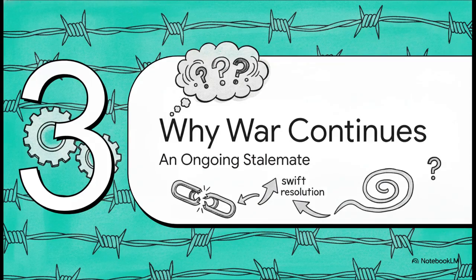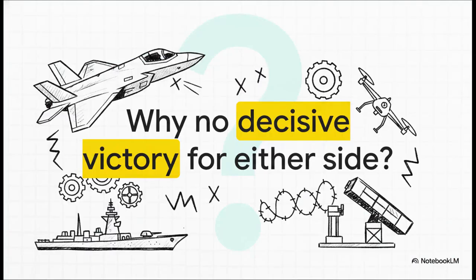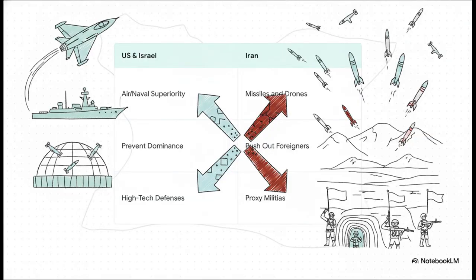Which brings us to Section 3, Why the War Continues, an ongoing stalemate. So observers all over the world are constantly asking the same thing. When you have some of the most powerful and well-equipped militaries on the entire planet locked in combat, why hasn't either side been able to achieve a decisive military victory? Why does this stalemate persist? And this brilliantly illustrates the answer.